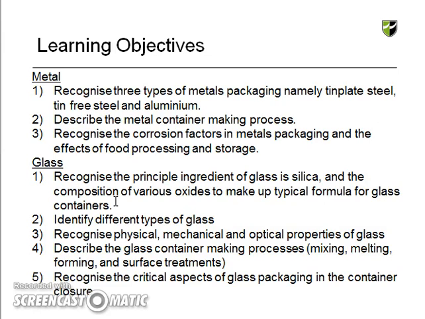It could be transparent. And we will also look at the different advantages and disadvantages of glass, which relates to the physical, mechanical, and optical properties of glass. We will also look at the difference in the critical aspects of glass packaging in a container closure, and also to look at the making process of glass. So there are a few various making processes, which is mainly mixing them first, then melting them, forming them, and also treating them for surface treatments.